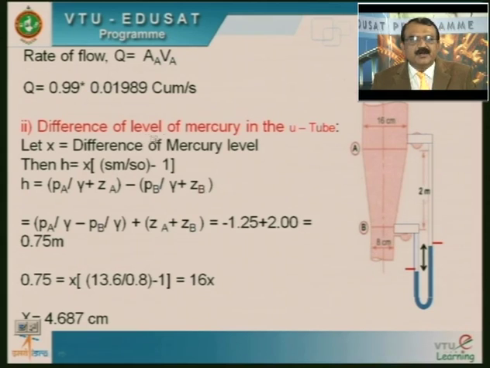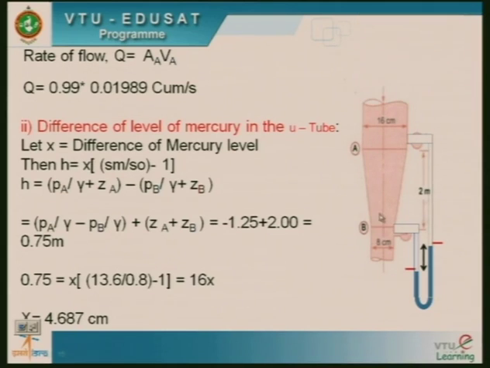Look at this, difference of level of mercury in the U tube. Let x be the difference of mercury between the left limb and the right limb. Recall in the last class we gave this equation, H is equal to x into (Sm divided by S naught minus 1). In this case you are using mercury as manometric fluid. Remember, the fluid flowing in the Venturi meter is oil, therefore it is 13.6 divided by 0.8 minus 1.